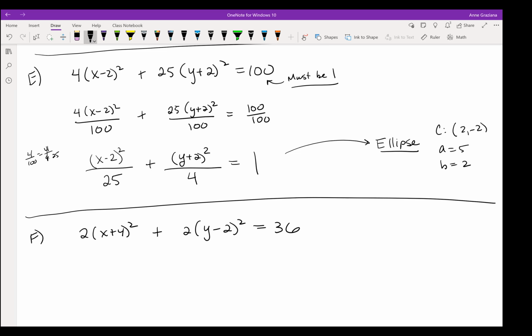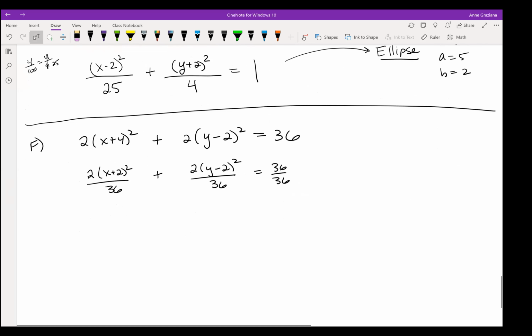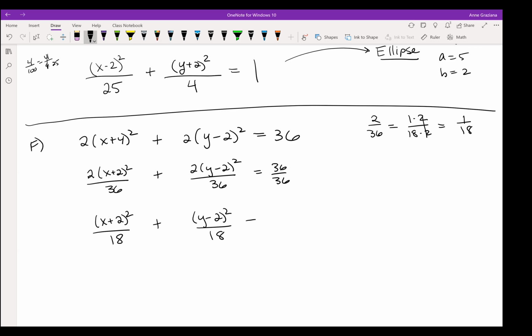So let's divide everything by the 36. So 2 times (x plus 4) squared over 36 plus 2 times (y minus 2) squared over 36, equal to 36 over 36. So I divide everything in the equation by 36. Now 2 over 36, that simplifies. Let's just make sure we understand that. That's 1 times 2 over 18 times 2. So it's 1/18. So this is (x plus 4) squared over 18 plus (y minus 2) squared over 18 equal to 1.